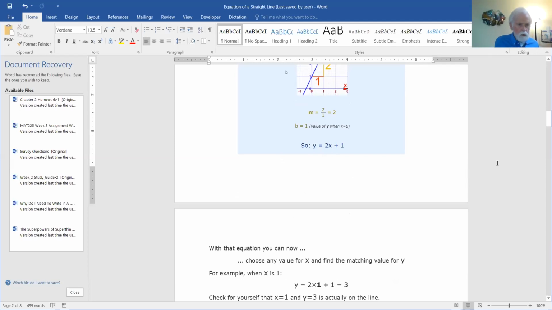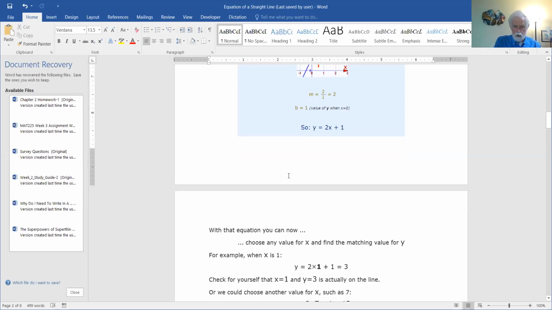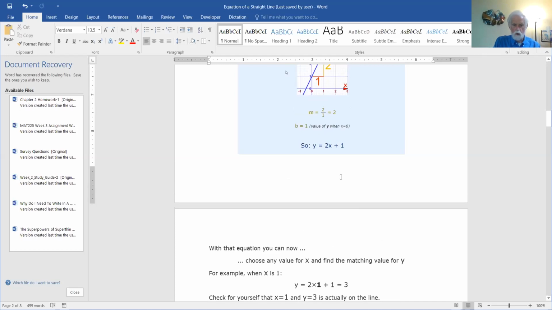We've started on this. You can pick up the early part of this a little bit later when I post the recording. But we're talking about linear equations. Linear equations are equations where the highest exponent is 1.